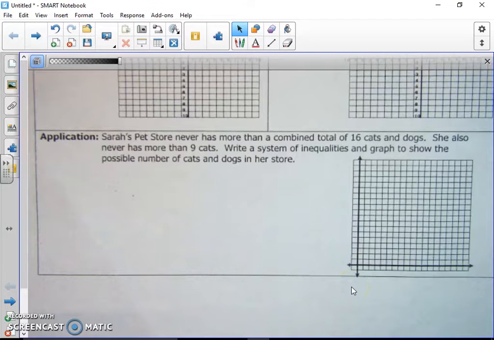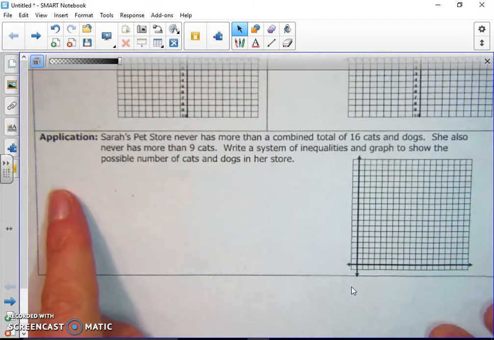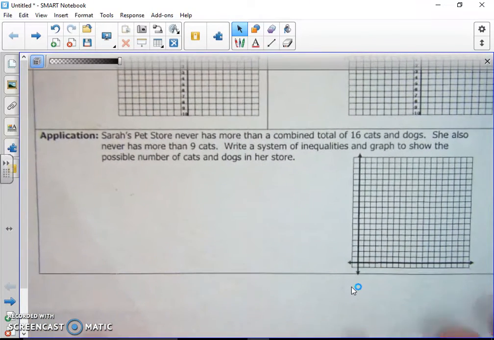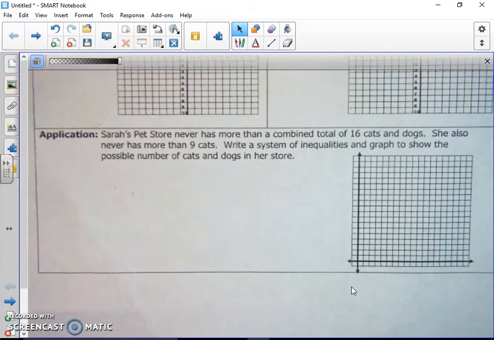All right, in this example, we're going to go over the application problem for systems of inequalities. So this is the last problem on the first worksheet you have in your notes already. So we'll go through this together. This one's talking about a pet store.